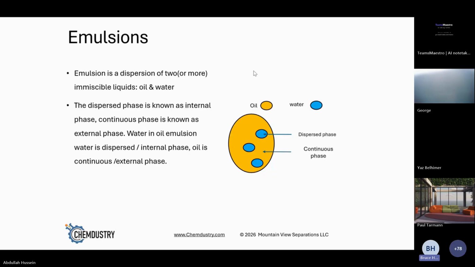An emulsion, to be very basic, is a dispersion of two or more immiscible liquids. So it's two or more liquids that don't usually mix. The dispersed phase is known as the internal phase, and the continuous phase is known as the external phase. So most of the emulsions that you see out there are water and oil emulsions, where oil is the external or continuous phase, and there's tiny droplets of water dispersed throughout, and those are the internal phase.